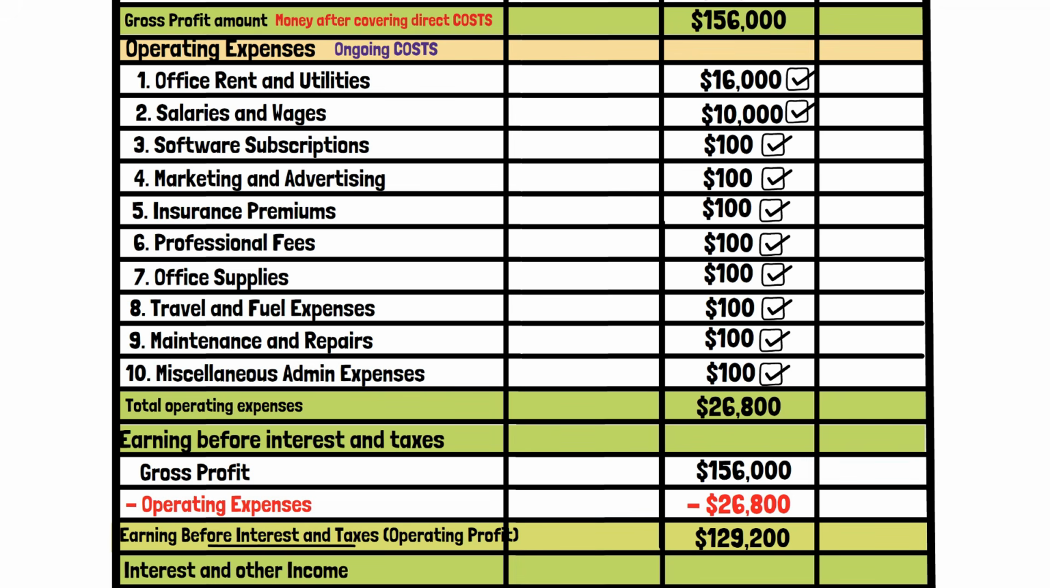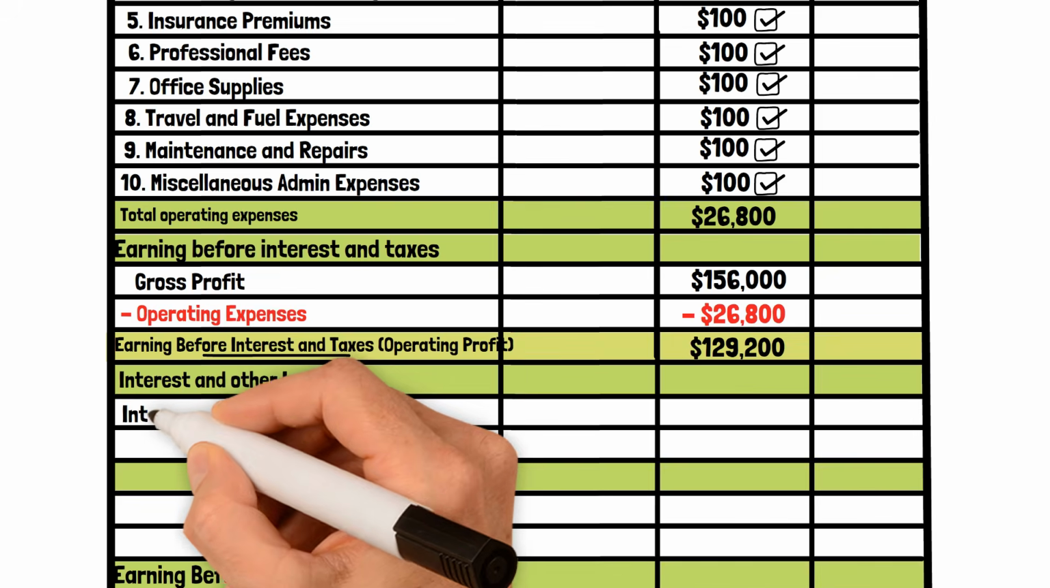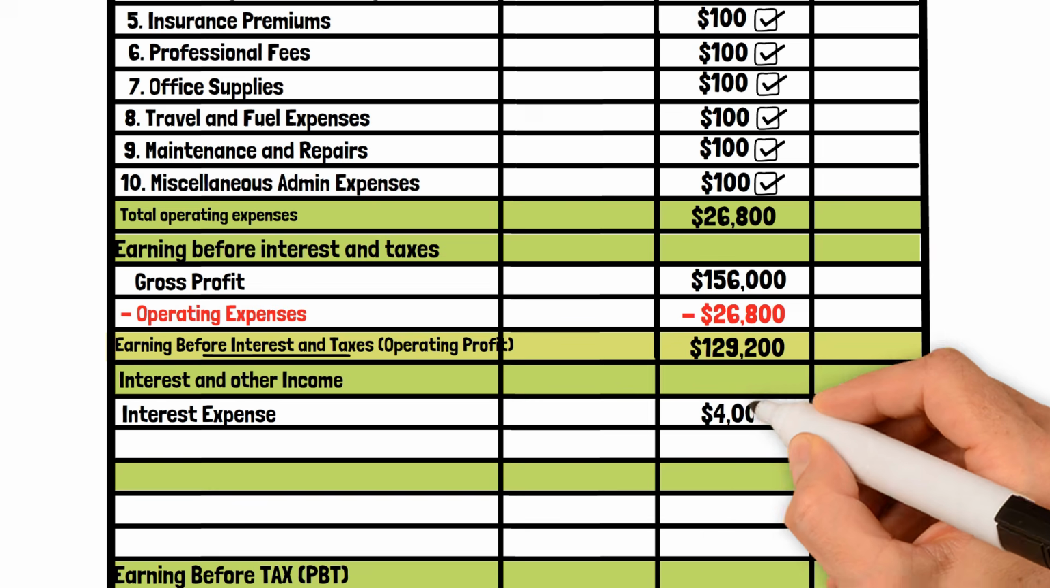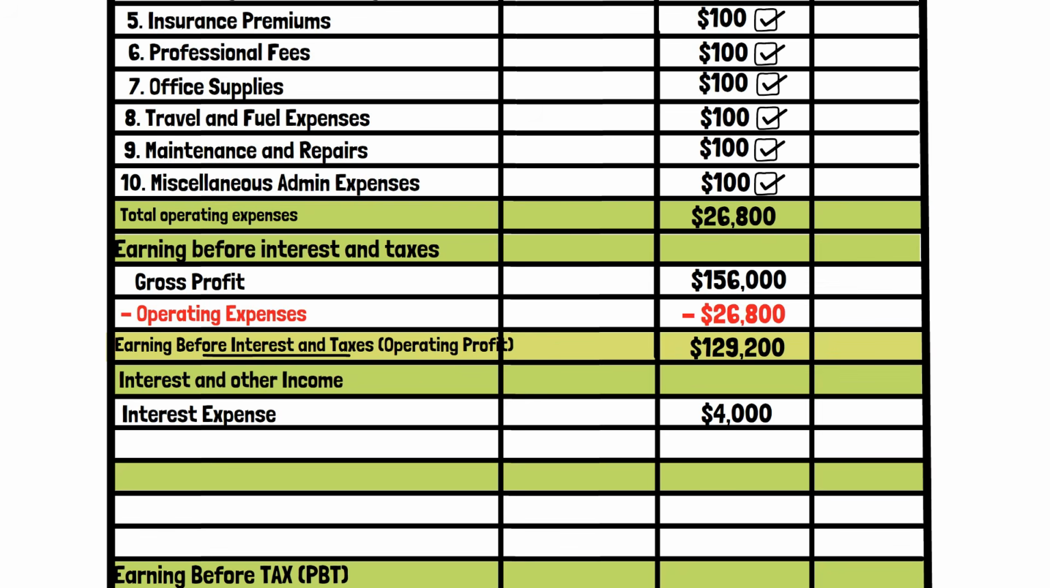The business also has a small working capital loan to manage cash flow during busy periods. Interest paid on this loan during the year totaled $4,000. At the same time, interest income earned from savings accounts amounted to $3,000.